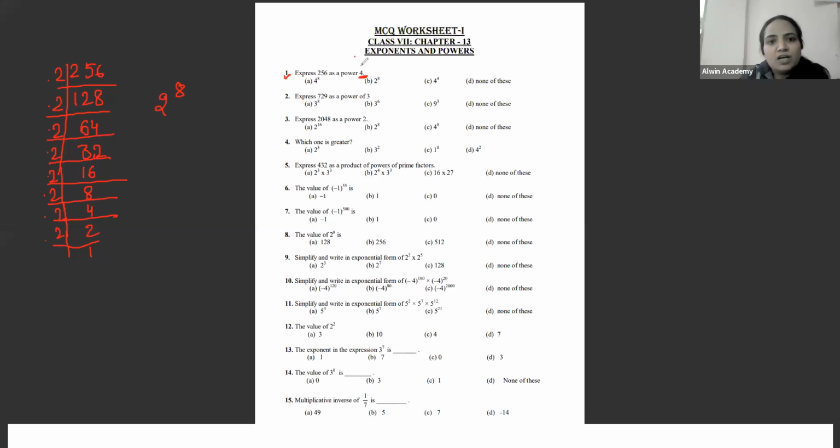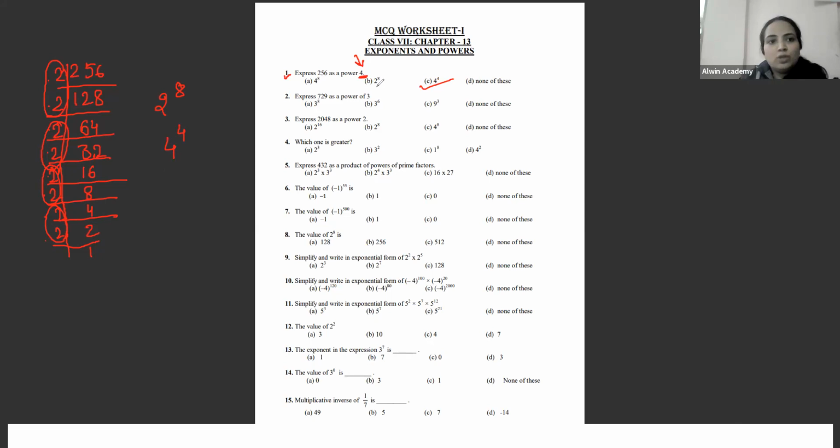But in the question, they have asked you to make it 4 to the power something. So what you will do here, you will make this 4. 2 twos are 4, 2 twos are 4, 2 twos are 4, and 2 twos are 4. How many times is 4 repeating itself? 4 is repeated 4 times. So 4 to the power 4 is your answer.